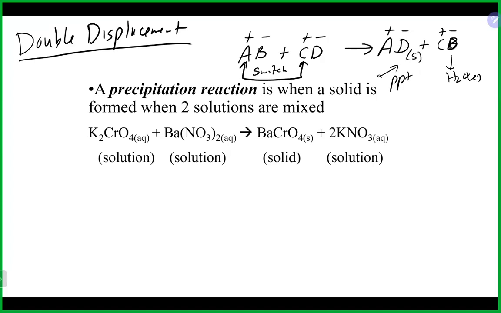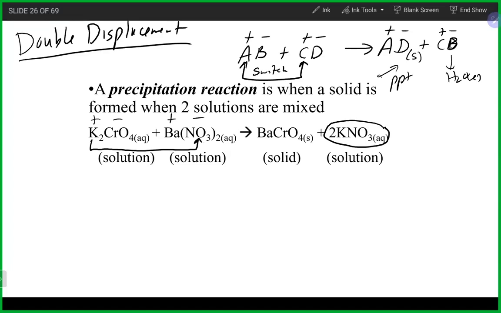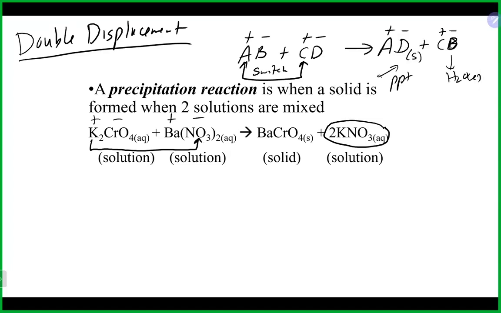How do I know this is a double displacement? That's an ionic compound, negative guy. And the guy next to it is also an ionic compound, positive and negative. So automatically when I see those two ionic compounds together, I know it's a double displacement reaction. This potassium will then go hook up with the nitrate. And that is how we get to this guy, right? Now the barium will then go hook up, and that is how we get to this guy.